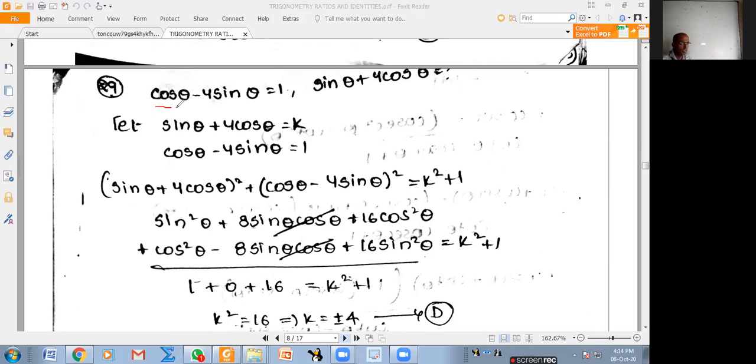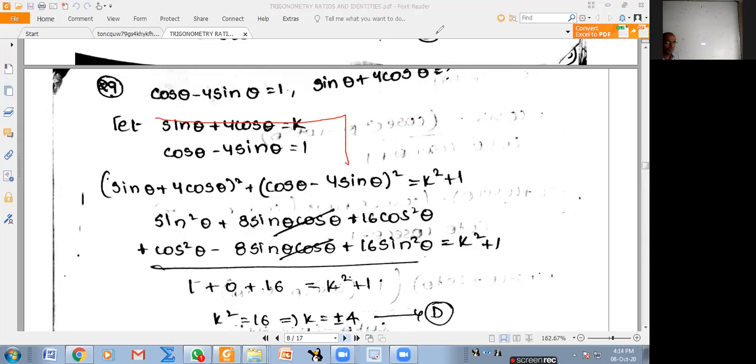Okay. What is this question? They gave cos theta minus 4 sin theta is 1. They're asking sin theta plus 4 cos theta. What is going to come? I'm going to call that k. Sin theta plus 4 cos theta is k, and cos theta minus 4 sin theta is 1, given already. So just square and add these two equations.